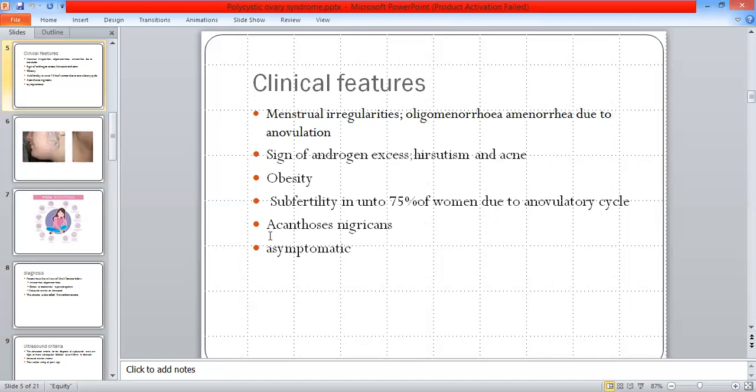Some patients present with acanthosis nigricans, which is basically an area of pigmentation and velvety appearance, mostly in the armpit. And some patients have features of polycystic ovary syndrome, but they are asymptomatic.